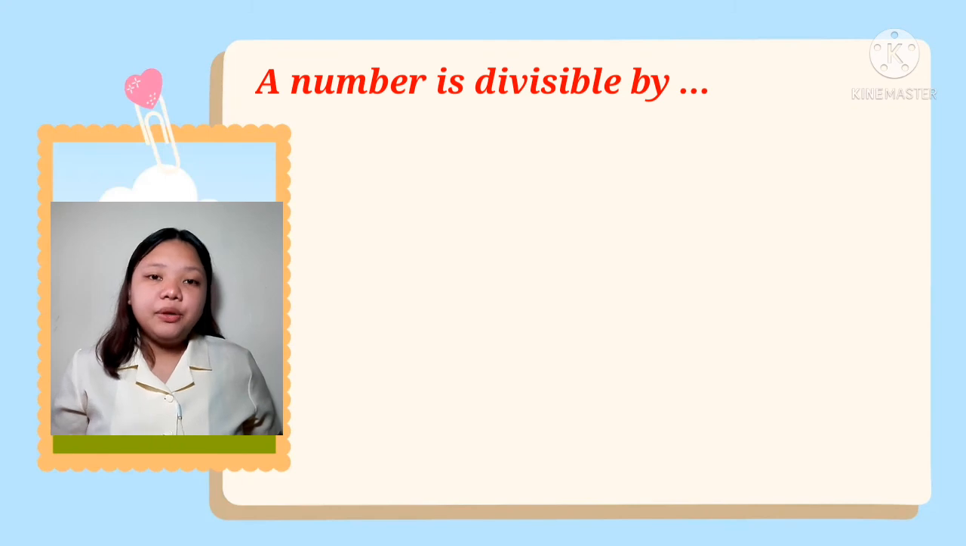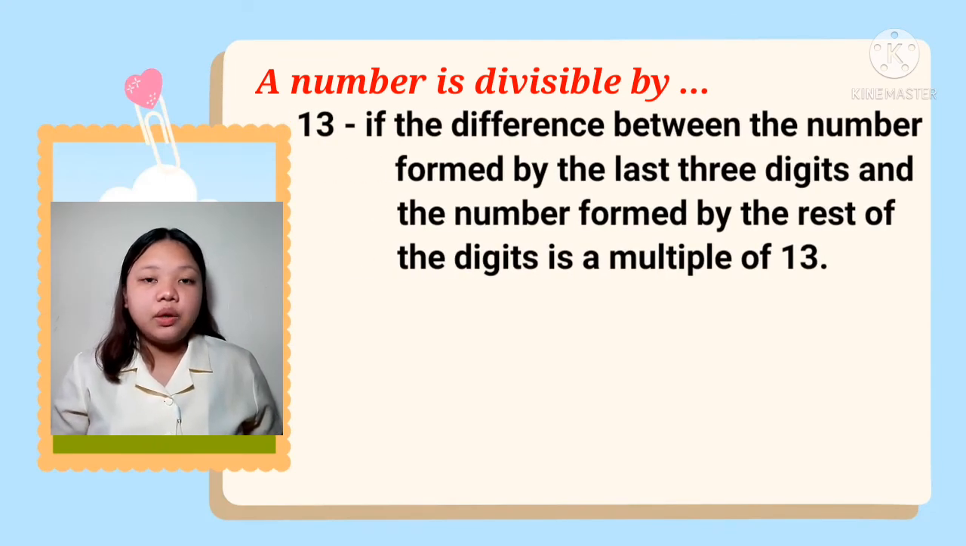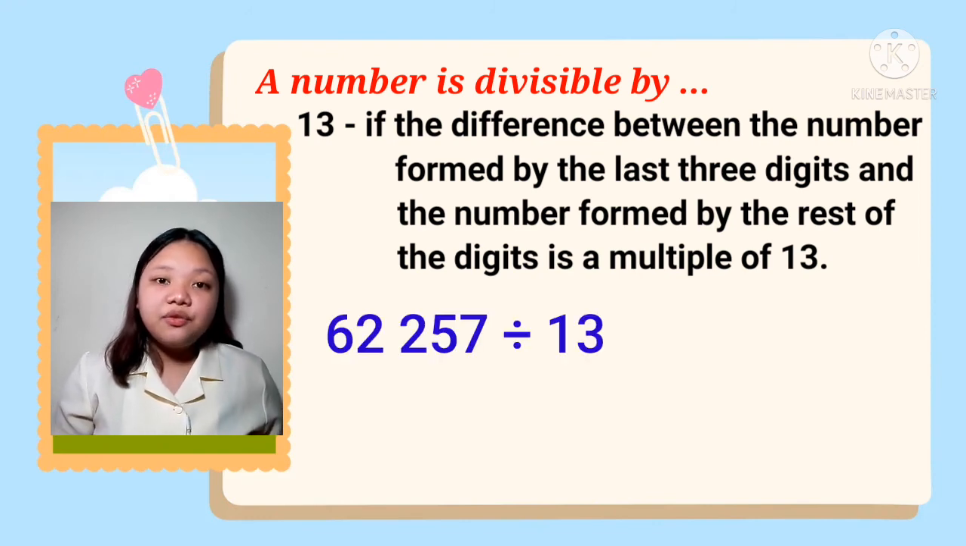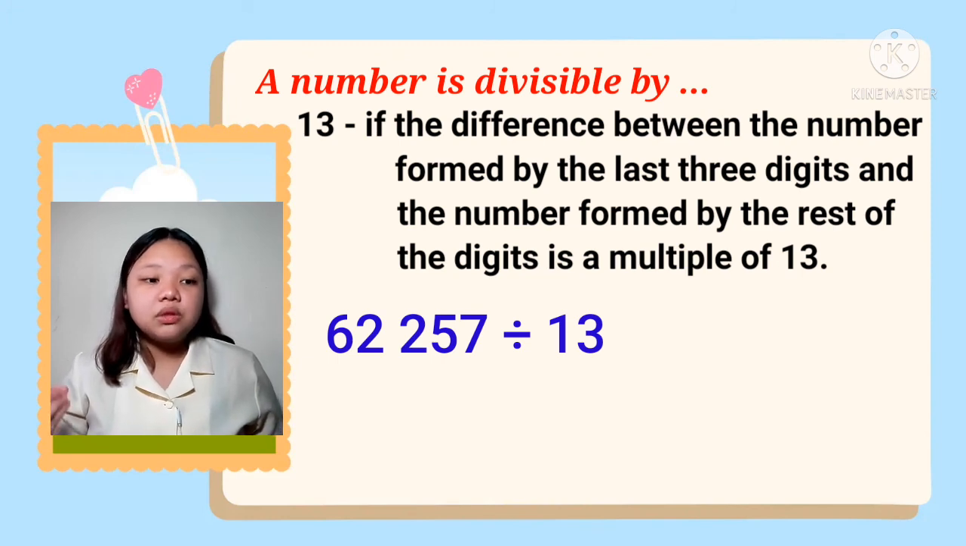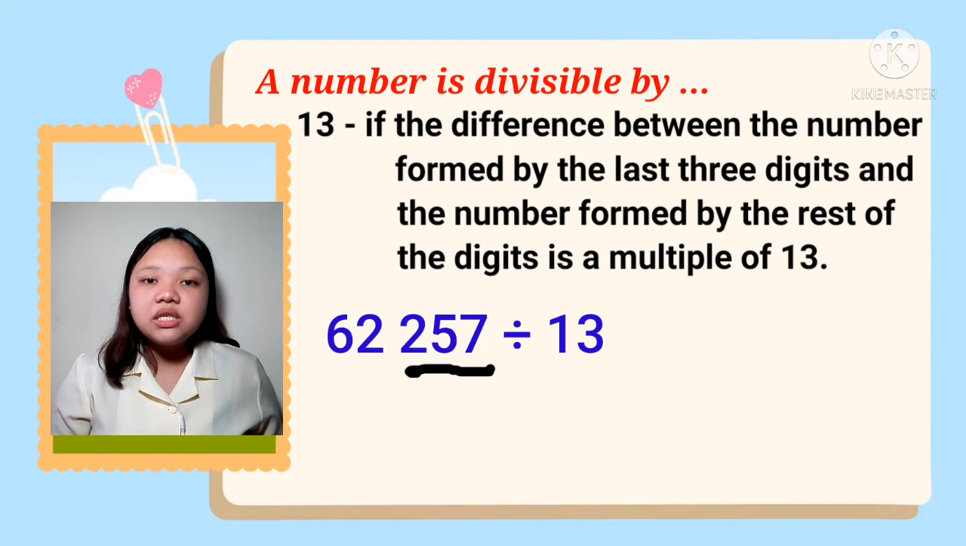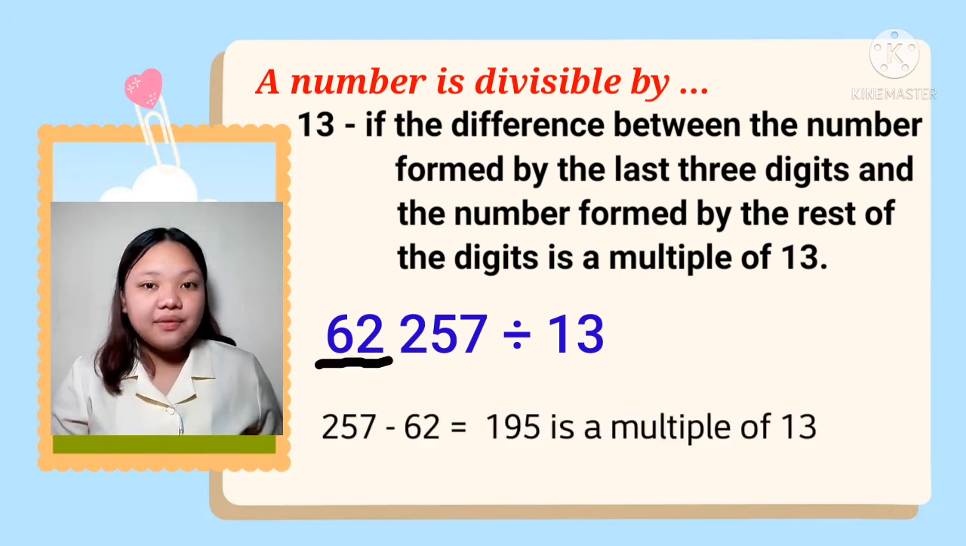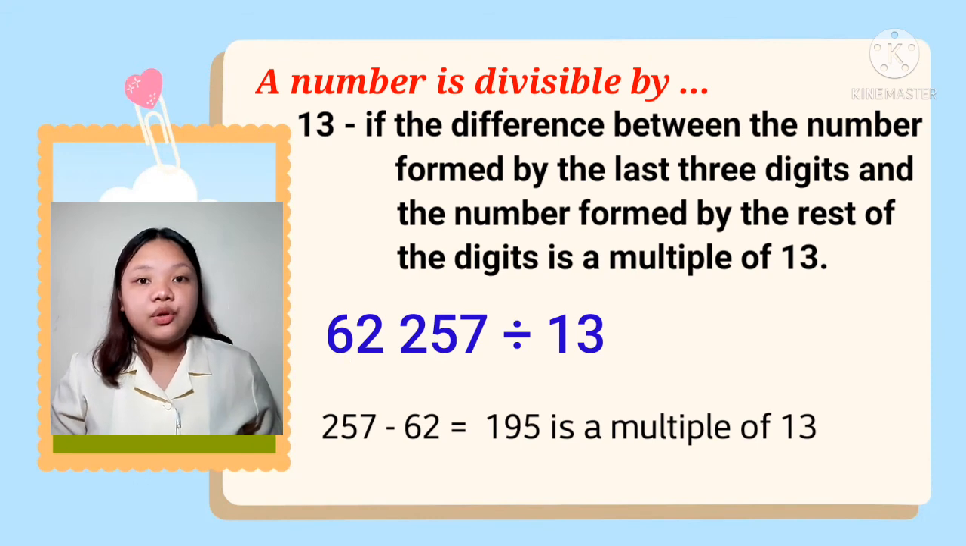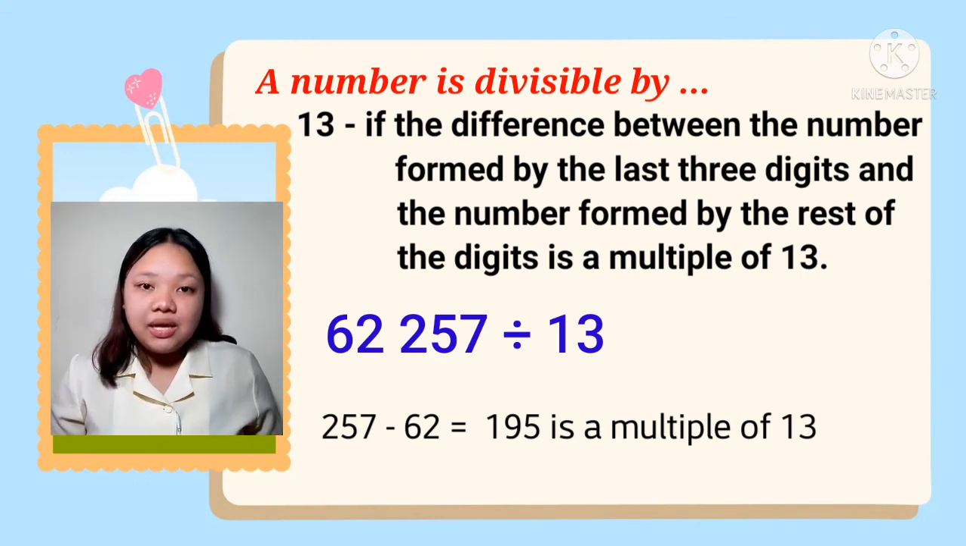For the last one, a number is divisible by 13 if the difference between the number formed by the last 3 digits and the number formed by the rest of the digits is a multiple of 13. So, for example, 62,257 divided by 13. From 62,257, the last 3 digits are 257, and let's subtract from it the rest of the digits, which is 62. So 257 minus 62 is equal to 195. And when we multiply 13 by 15, we will get a product of 195. Therefore, it is a multiple of 13.